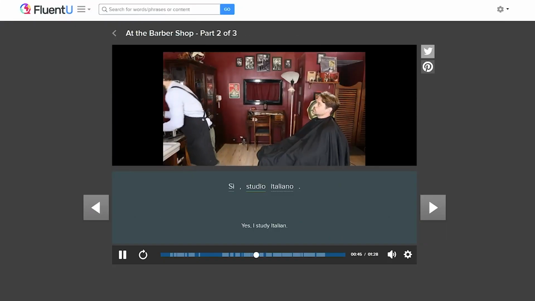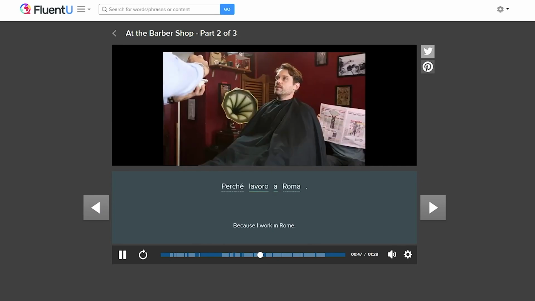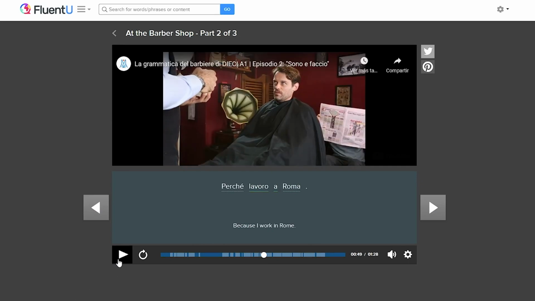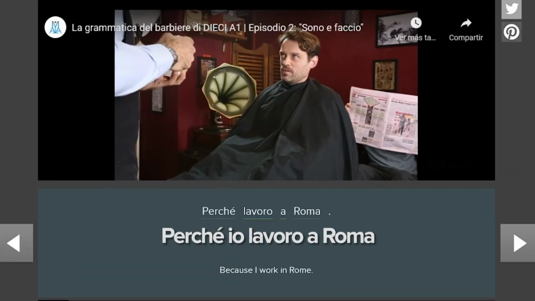This is incredibly common in conversational Italian. For example, in this scene, instead of saying "perché io lavoro a Roma," he says "perché lavoro a Roma." The only issue with this is that you cannot find conversational Italian in traditional textbooks. Instead, you need to go look for authentic content like movies, videos, songs.